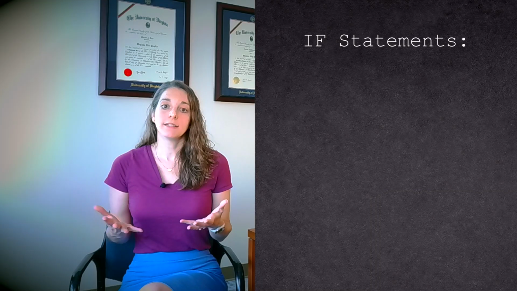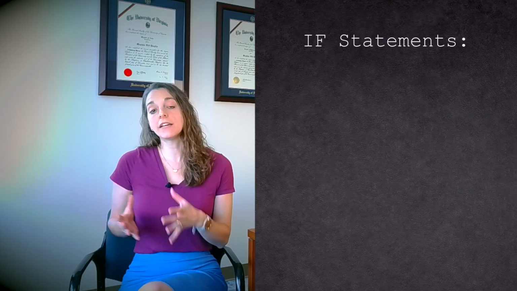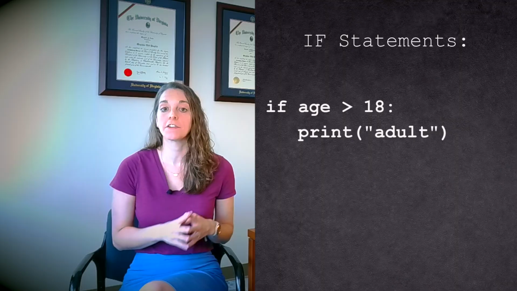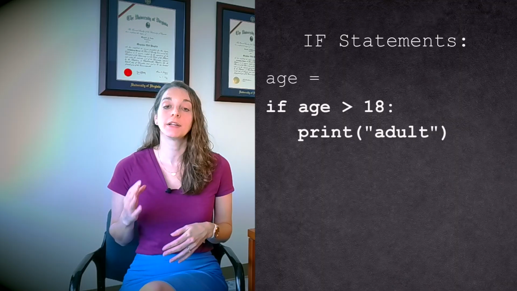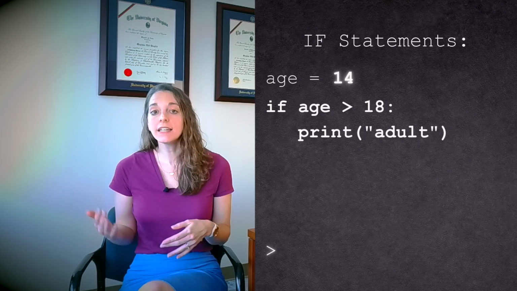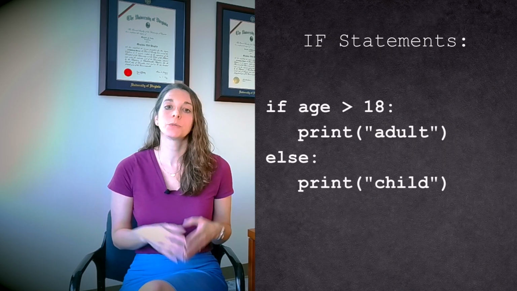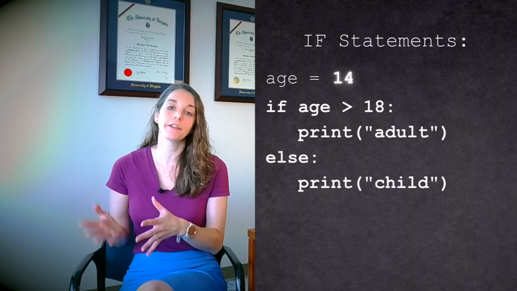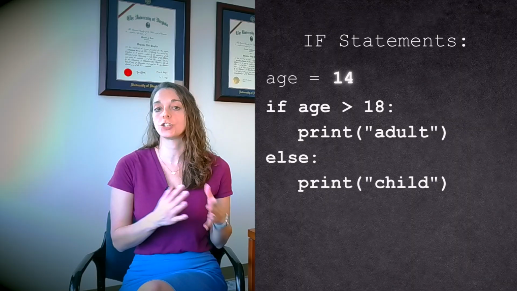First up is if statements. These run a block of code only if a condition is true. In this example, the program checks whether age is greater than 18. If it is, it runs the print adult command. If not, it skips it. You can expand if statements with else statements, which will run if the condition is not true. So if age is not greater than 18, rather than printing adult, the program will print child.